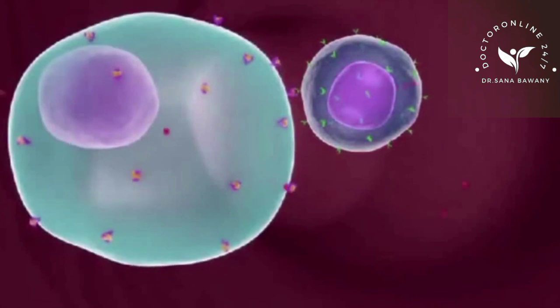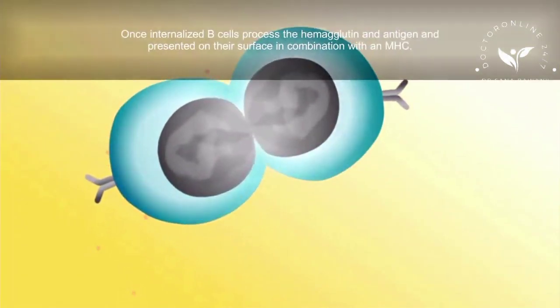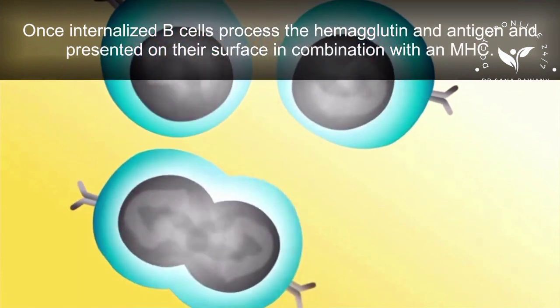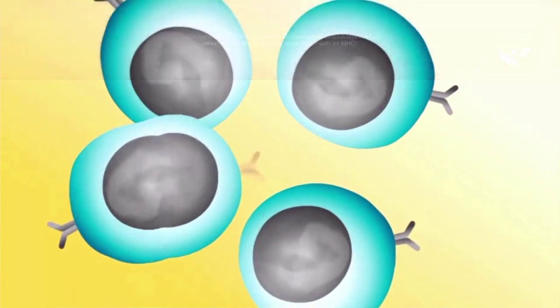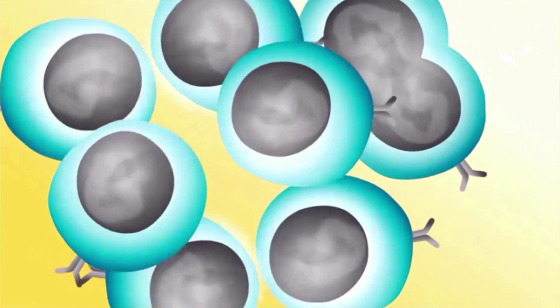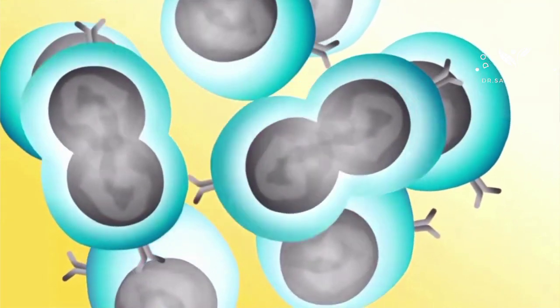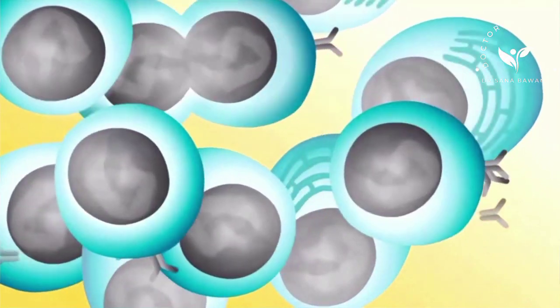Unlike T cells, B cells are able to ingest hemagglutinin independent of the MHC. Once internalized, B cells process the hemagglutinin antigen and present it on their surface in combination with an MHC. When activated helper T cells interact with activated B cells expressing antigen-MHC receptors, they begin secreting lymphokines, which have several effects.